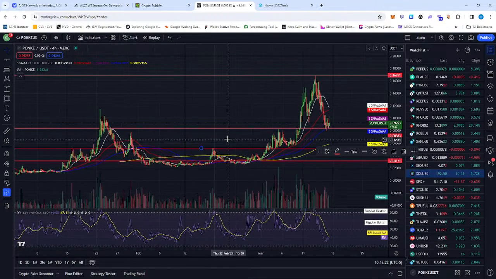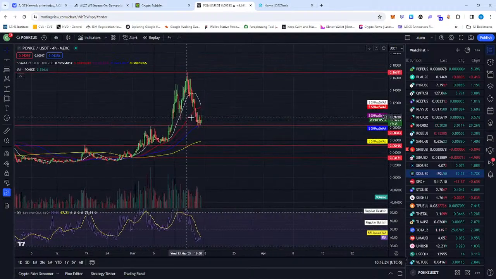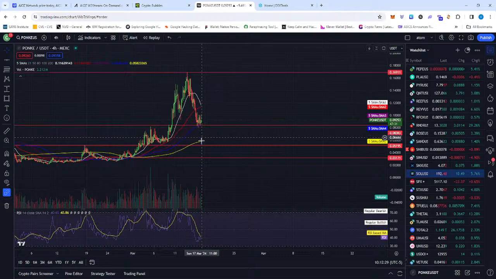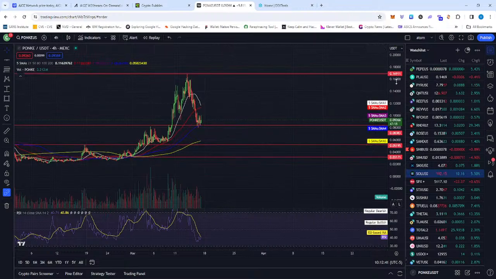Let's see here. So yeah, okay. If it could fall back down to this support, if it does cross down to this 200. If it crosses below this 200, then I will look for this 5 cents to be support. If that 5 cents holds and it chops, then I would put some money into it. If not, then I would short it.